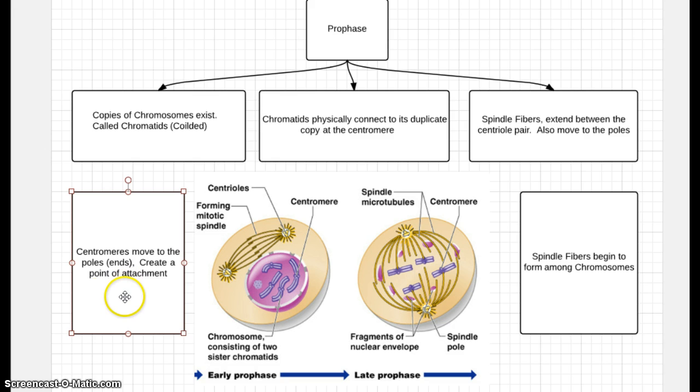So when we're talking about the main parts, we're talking about things that drive this process, and one of those involves a centromere, and these are pretty important. These move to the opposite ends of that location, to the opposite poles, and they create a point of attachment.